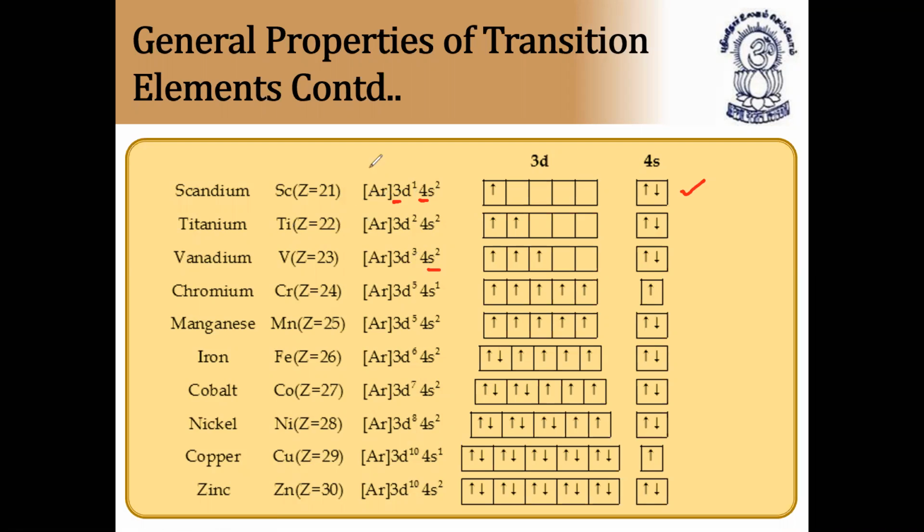Argon is the common core, the 18th element. 18 electrons are present in argon, as we already know. Then for chromium, 3d5 4s1, the filling of electrons will be like this. You have to notice this.